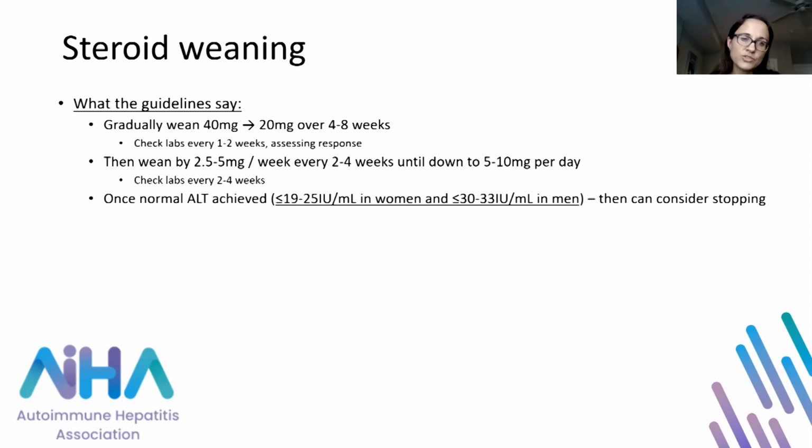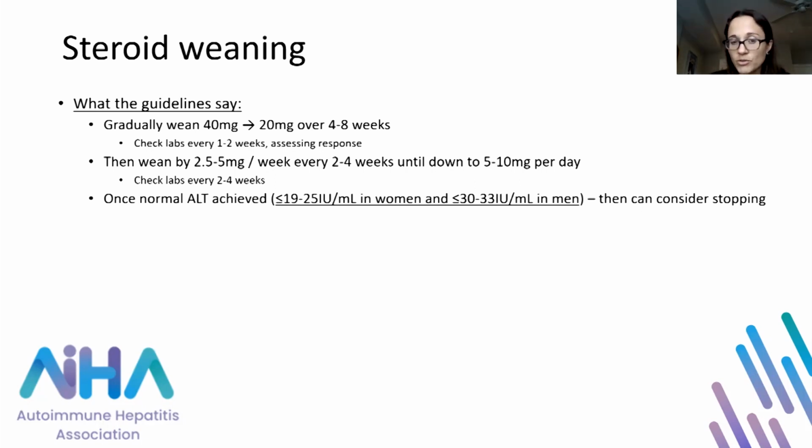Then once you reach that 20 milligram mark, the guidelines recommend that you wean a little bit slower. So about 2.5 to 5 milligrams per week, every 2 to 4 weeks, until you're down to about 5 to 10 milligrams per day. And during that time, usually we can start spacing out the labs a little bit more.